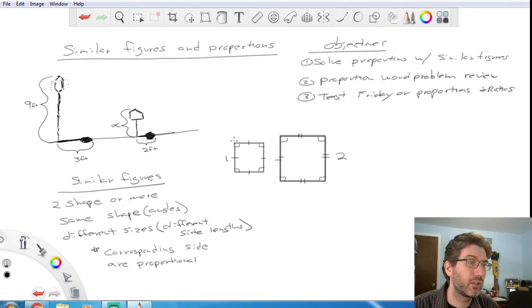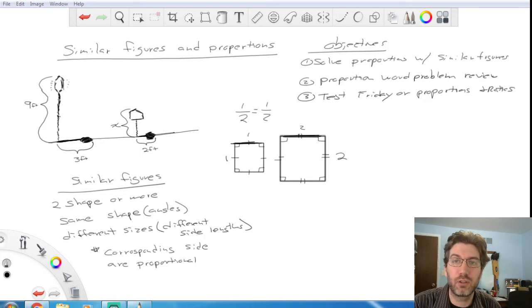This side here corresponds with this side here. So I can write them as a proportion of 1 over 2. This side here corresponds with this side here. So I can write them as a proportion of, again, this is 1 and this is 2, of 1 over 2. And I know these are equal. And that's going to be true with all the sides.